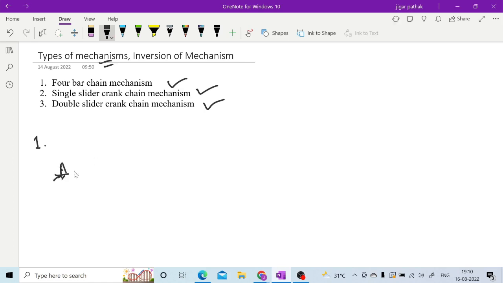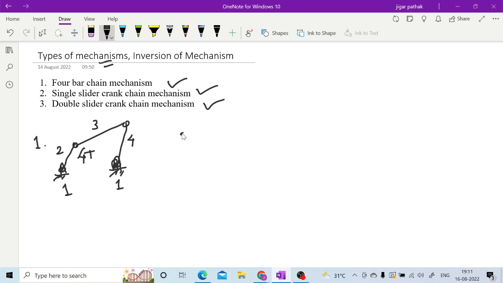The 4-bar chain mechanism has 4 links and all turning pairs. This is link 1, that is the fixed link. These are your links 2, 3 and 4, and all the links are joined with turning pairs. So you have 4 turning pairs in your 4-bar chain mechanism.